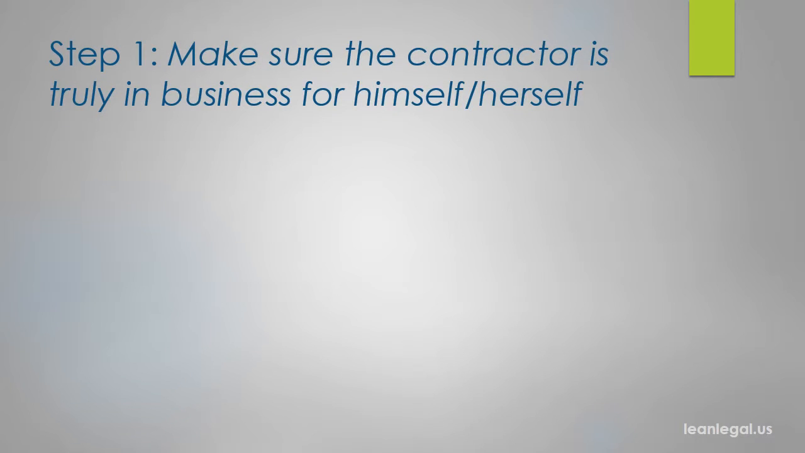So step 1 is to make sure the contractor is truly in business for himself or herself. And this step really lends itself both to economic dependence and control. That's because a contractor that does operate their own business is typically not going to be economically dependent on your company. They'll have other clients. They may sell services directly to the public, or they may operate as a contractor for various other companies, whatever the case may be. And a contractor that also has their own business is not going to be required to be under the supervision and control like an employee would be.